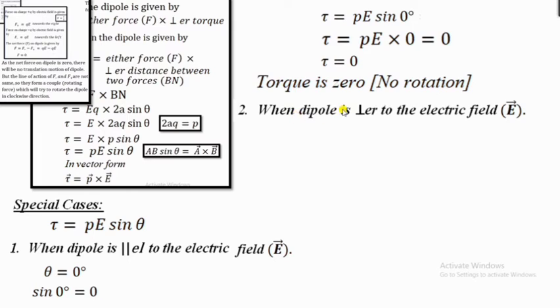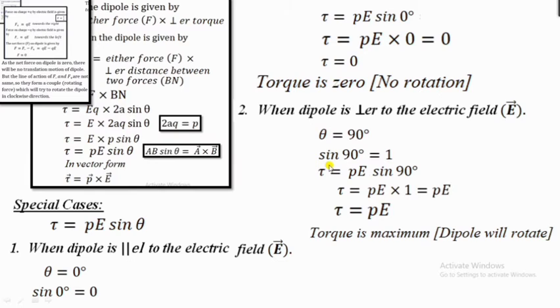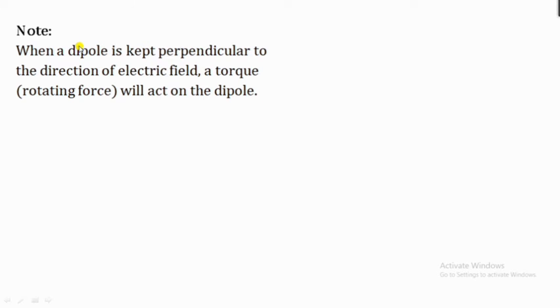And when the dipole is perpendicular to the electric field, at that time theta is 90 degrees and sin 90 is 1. So torque is equal to PE sin 90. At that time the value of sin will be maximum, that is 1. So the torque will also be maximum. So there will be a large rotating force on the dipole. So this is the conclusion from the special cases.